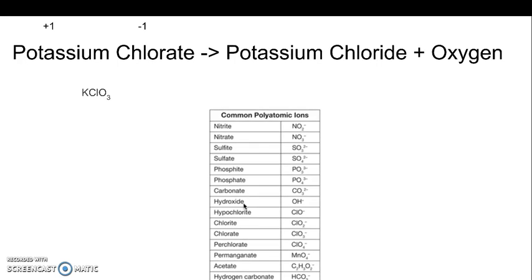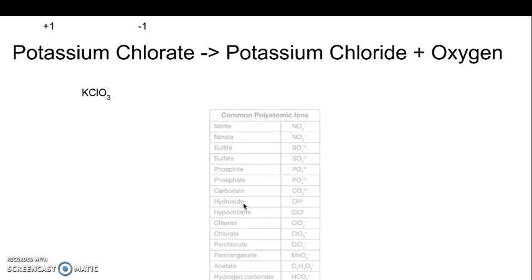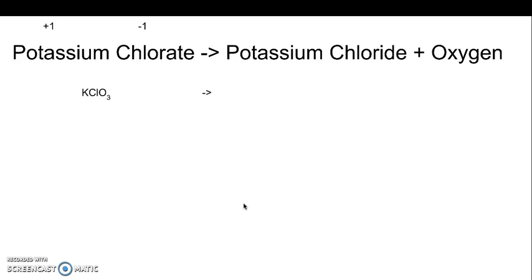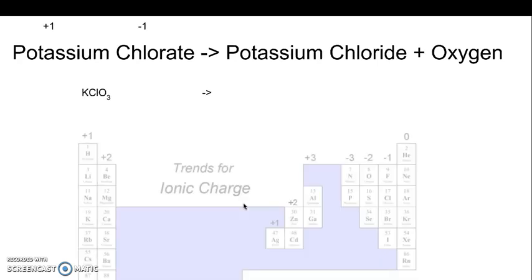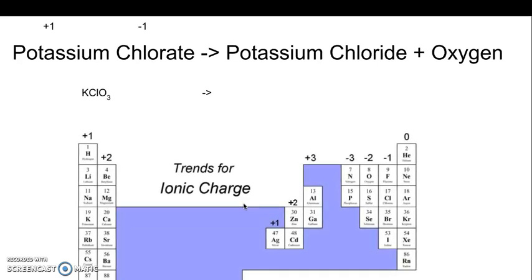So we need 1 potassium and 1 chlorate. So the formula for potassium chlorate is KClO3. This will give us potassium chloride, again another ionic compound, a metal and a nonmetal. So potassium is +1, and then chlorine is -1. I can use this chlorine because it ends in IDE. So +1 and -1, so they're already balanced, so I just need 1 of each.